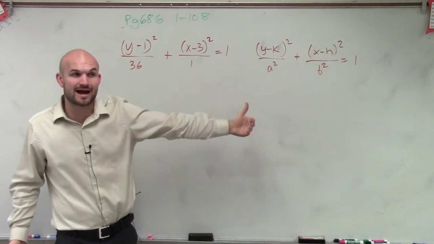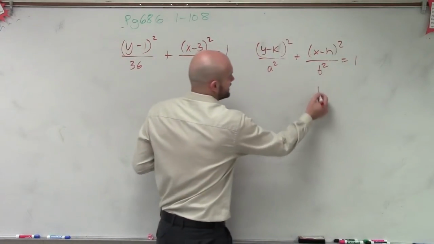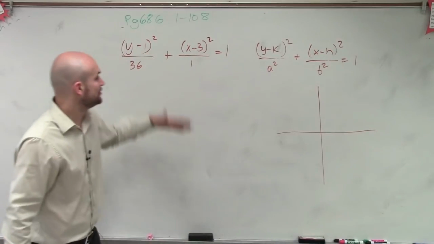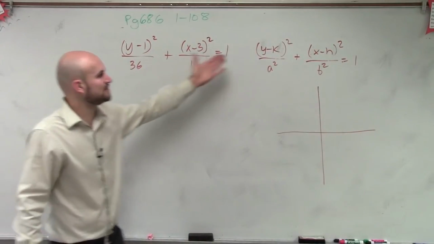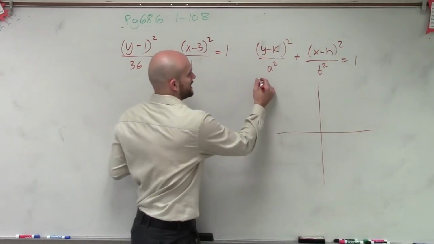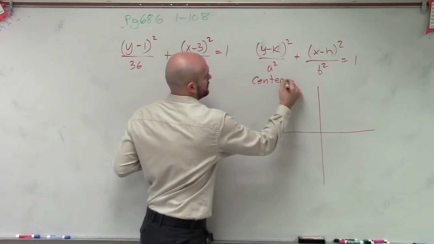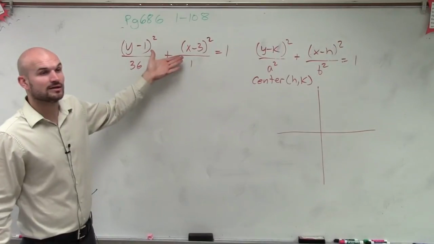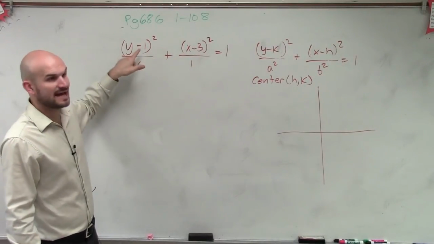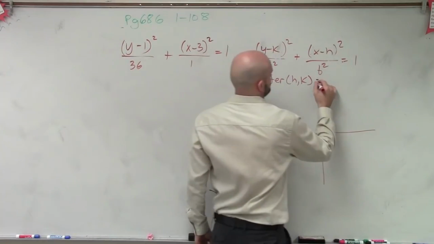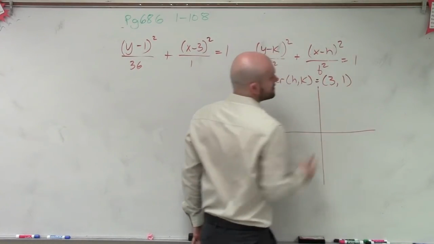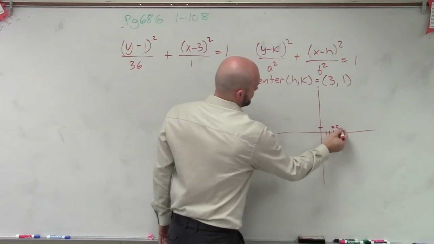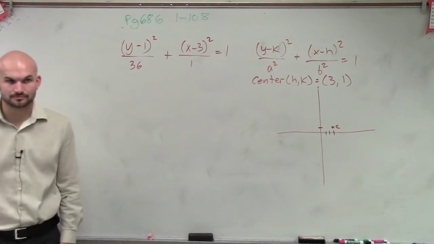And they're asking us to graph it. So let's go ahead and figure out what important parts we need to know. The first one is determining the center. Remember, the center is h comma k. So in this case, when you look at your formula, h is 3, k is 1, because remember, it's always the opposite. So let's go over 3. 1, 2, 3, up 1. So now I found my center.